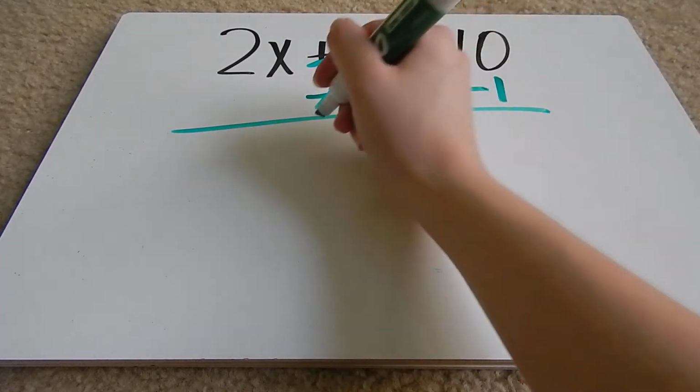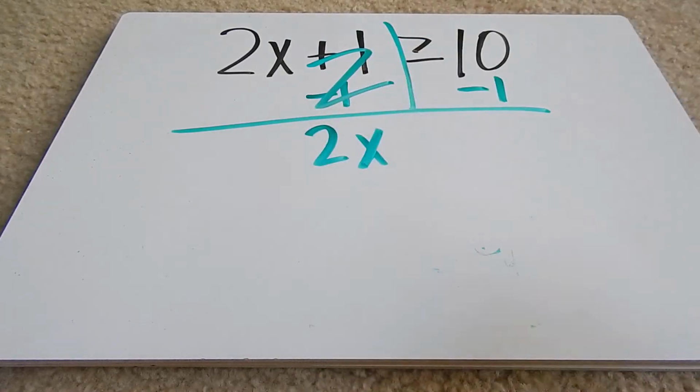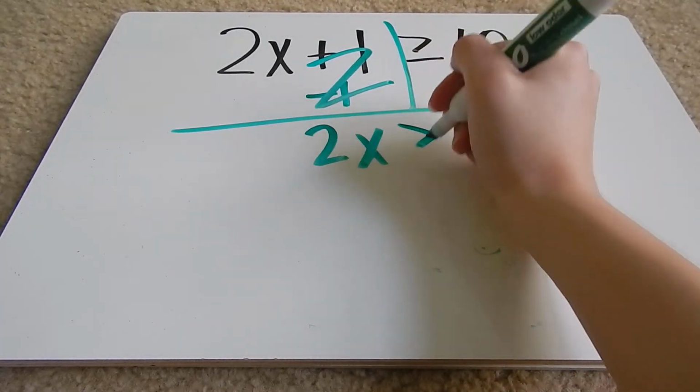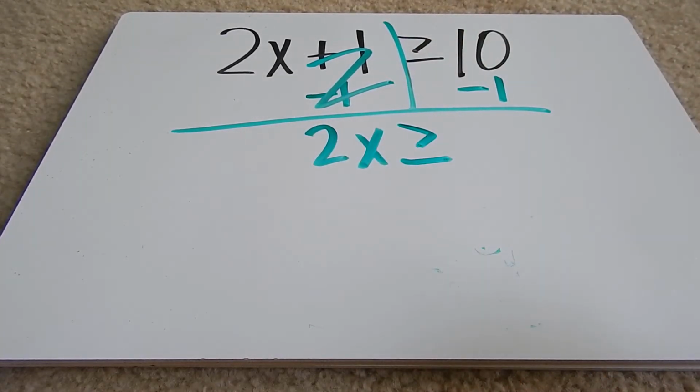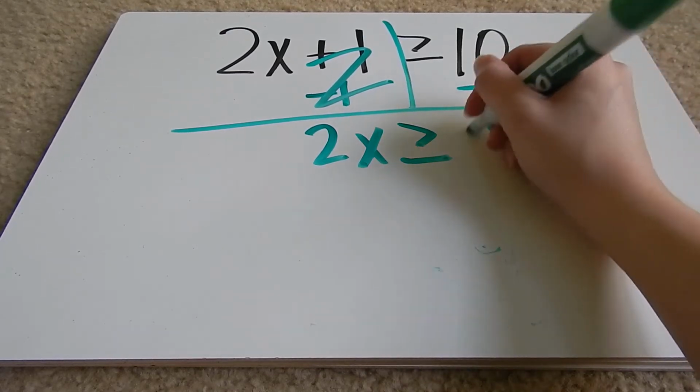What I have left on the left-hand side is 2x. Since I did not multiply or divide by a negative number, I just bring down that same inequality symbol, greater than or equal to. Make sure you bring down this symbol and not an equal sign. Then we're going to do 10 minus 1, which gives us 9.